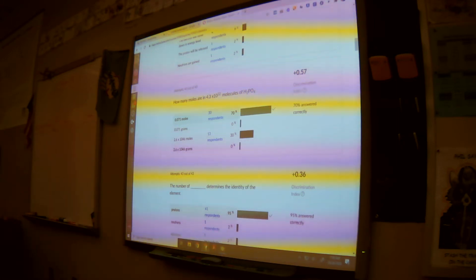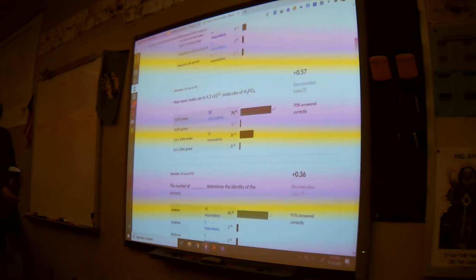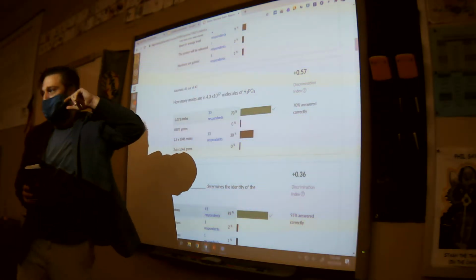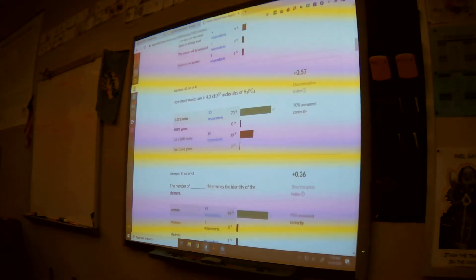This one's fun. How many moles are in 4.3 times 10 to the 22nd molecules of phosphoric acid? That's H3PO4, called phosphoric acid. This is one where you can get rid of a lot of things just by looking at it. How can you do that? Because it's asking for moles, and you can just get rid of grams.